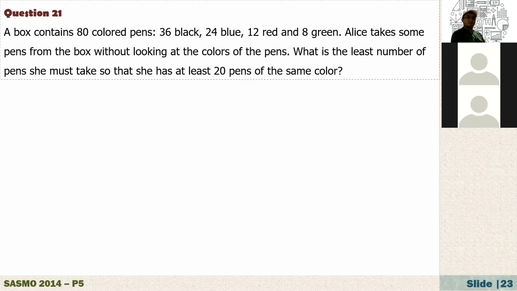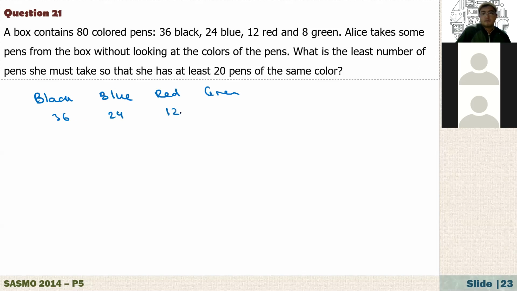A box contains 80 colored pens: 33 black, 24 blue, 12 red, and 8 green. Alice takes some pens from the box without looking at the colors of the pens. What is the least number of pens she must take so that she has at least 20 pens of the same color?